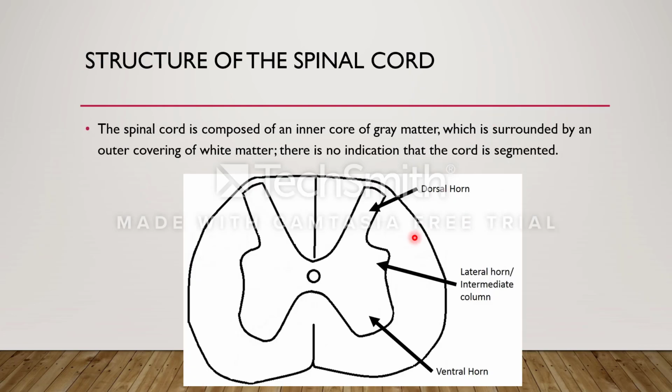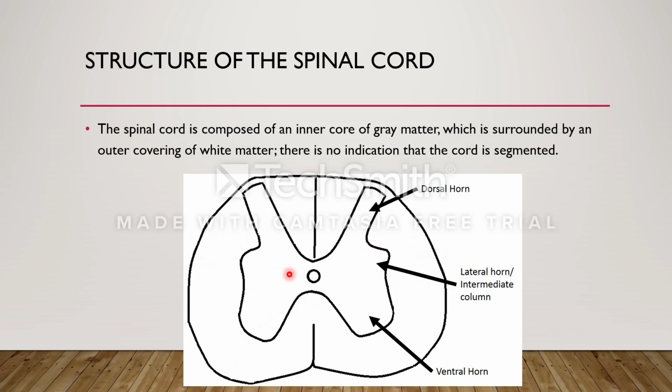Now we will discuss the internal structure of the spinal cord. The spinal cord is composed of an inner core of gray matter. See here in this diagram, this is gray matter. It is surrounded by an outer covering of the white matter. In the spinal cord, in contrast to the brain, the gray matter is present inside and the white matter is present outside. The grey matter is H-shaped.